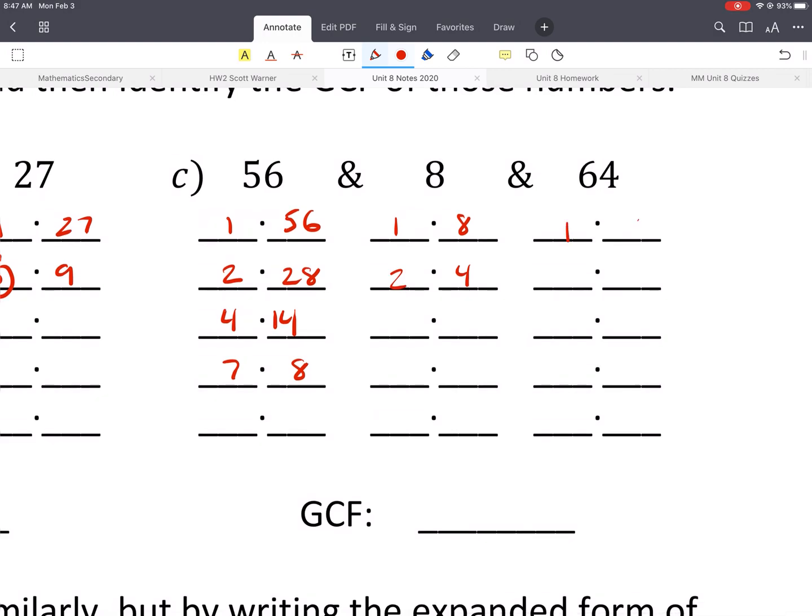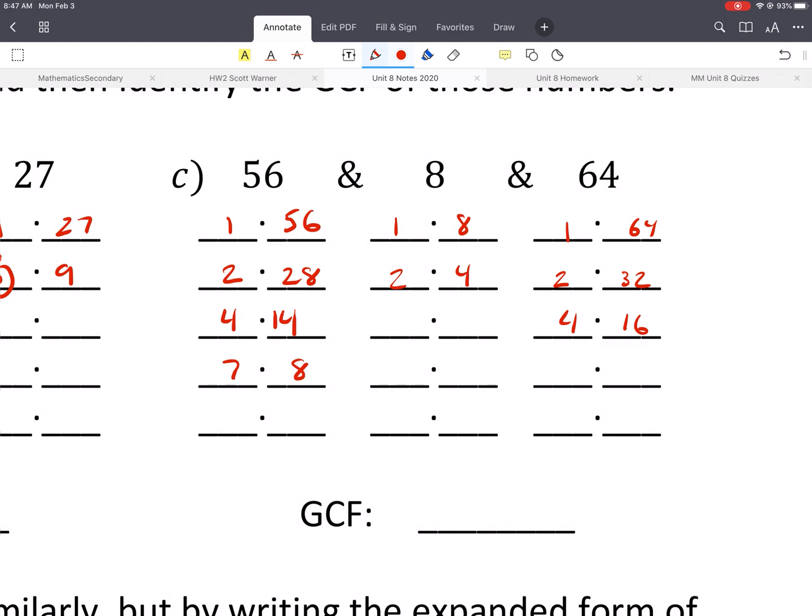64. So 1 and 64. 2 and 32. 64 divided by 3. Nope. 64 divided by 4. That would be 4 and 16. 5 doesn't go in. 6 doesn't go in. 7 doesn't go in. Okay, and you can just check these by doing 64 divided by 7, and that gives you 9.14, and so that wouldn't be a factor.